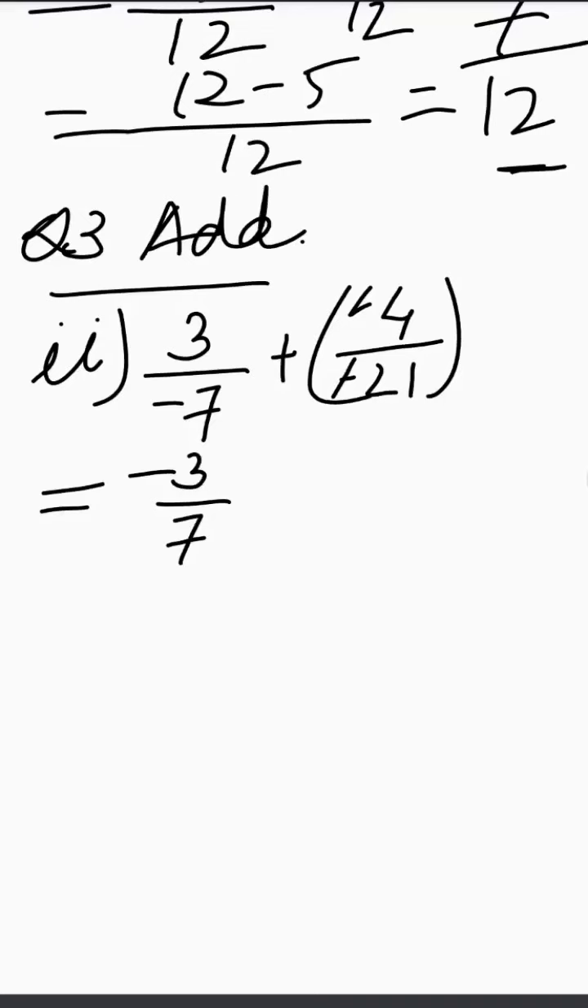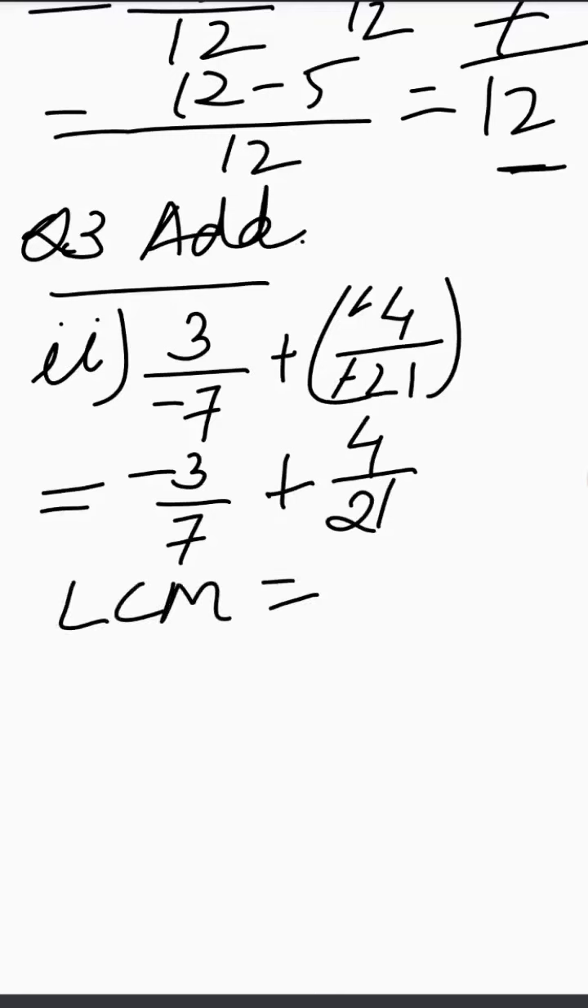Now this sign, now no sign is there, means plus is there. Now here plus and 4 by 21. Now you have to find LCM. LCM of 7 and 21 is what? 21. And now see, minus 3 by 7 you will write.